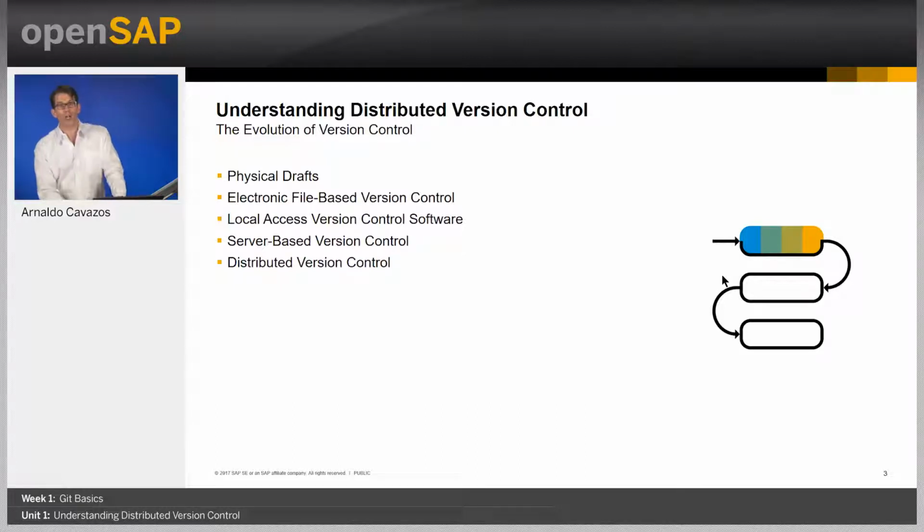As I've tried to explain the concept of distributed version control to people, the most helpful way I've found is to think of it as the next stage in the evolution of version control systems. So let's take a broad conceptual look at the history of version control systems. The stages I've outlined here are physical drafts, electronic file-based version control, local access version control, server-based version control, and finally, distributed version control.